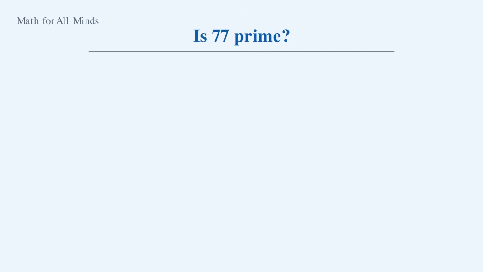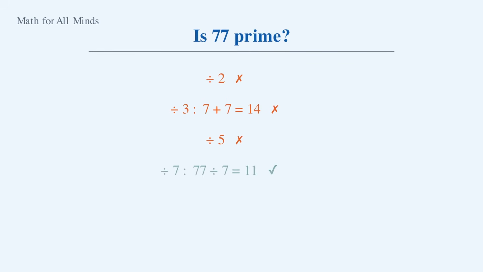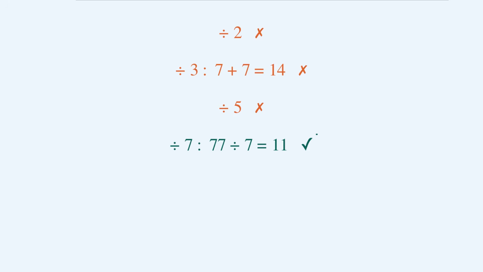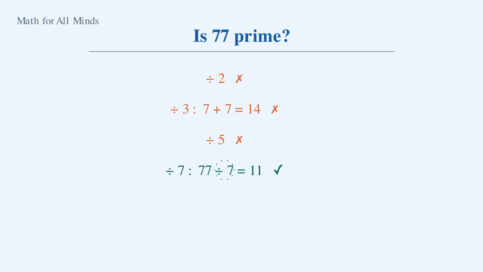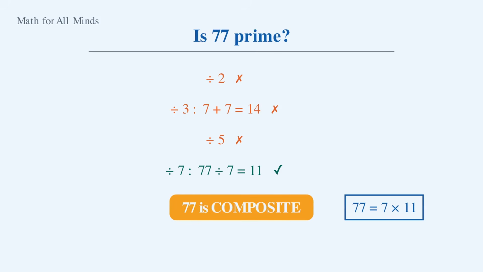Compare that with 77. Its last digit isn't in the multiples of 2 list. Its digit sum is 14, which isn't a multiple of 3, and it doesn't end in 5 or 0, but 77 divided by 7 equals exactly 11. Found a factor. So 77 is composite.